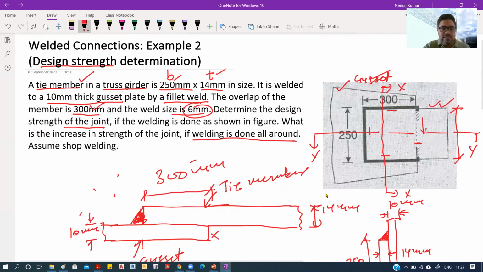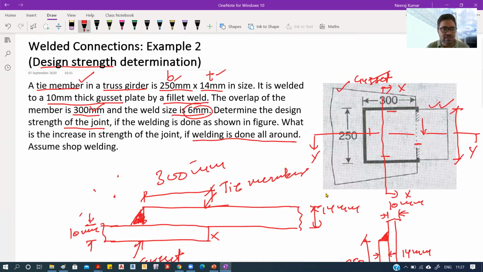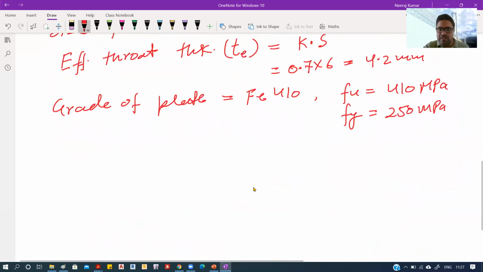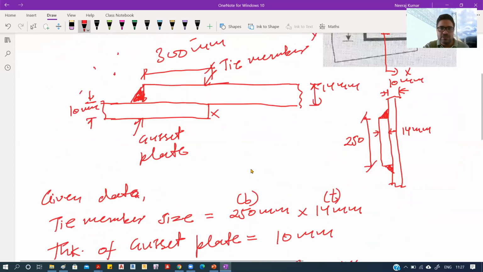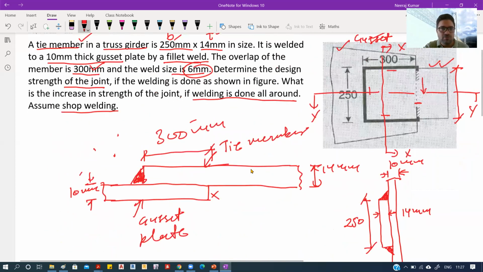Now in this, I thought it is not mentioned, but yes, it is mentioned: shop welding is done in this joint. So for shop welding, I have shown this in the previous example also. For shop welding the value of gamma w is 1.25. Okay, so this is the whole thing that we have written now, all the data which is given here. Now we need to find out the design strength of the joint.